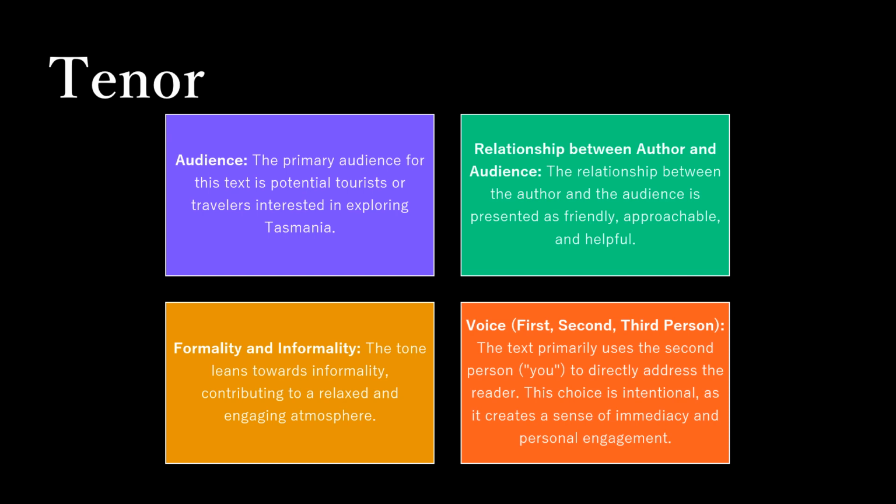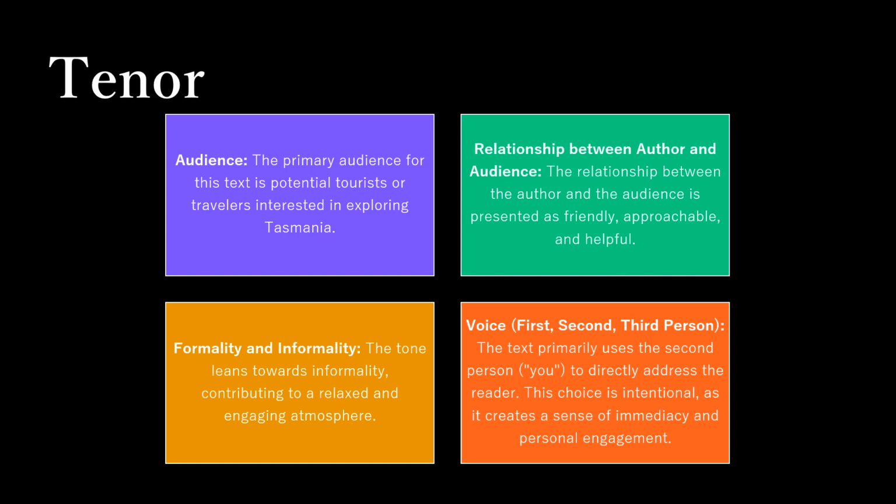Now, tenor. So remember, tenor is all about the interpersonal relationship between the writer or the author and the audience. Let's look at some of the aspects of tenor. First is audience. So who is the audience? The primary audience for this text is potential tourists or travelers interested in exploring Tasmania. This includes individuals or groups seeking a diverse range of experiences, from scenic landscapes to cultural attractions, and the text aims to engage a broad audience with varying interests in travel and adventure. So there is something for everyone.